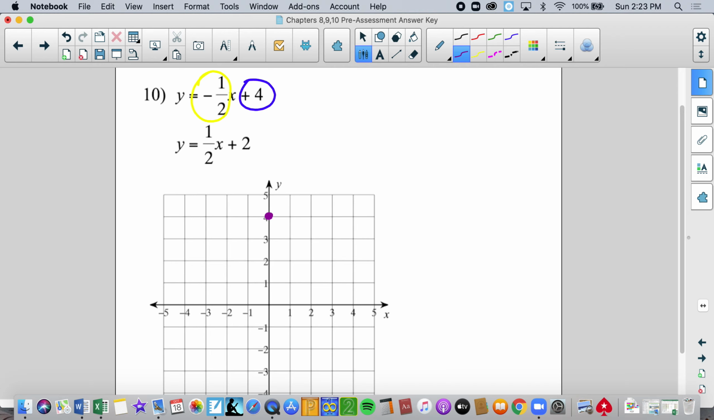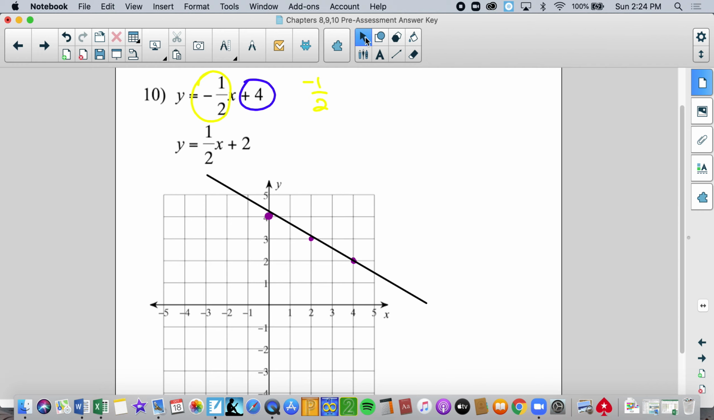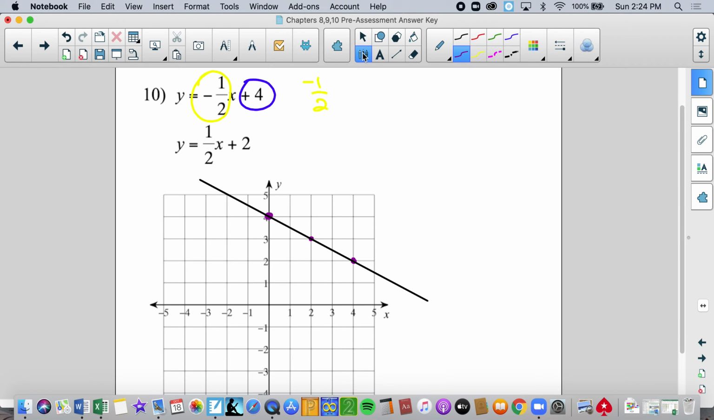We can put the negative either in the numerator or the denominator, not both. So in this case, I'm going to put the negative in the numerator. So my point, I'm going to go down 1, right 2, down 1, right 2. I'm going to make a line, connect those dots. Oh, that was pretty good. Not perfect, but pretty good. And I'm going to put arrows on those.